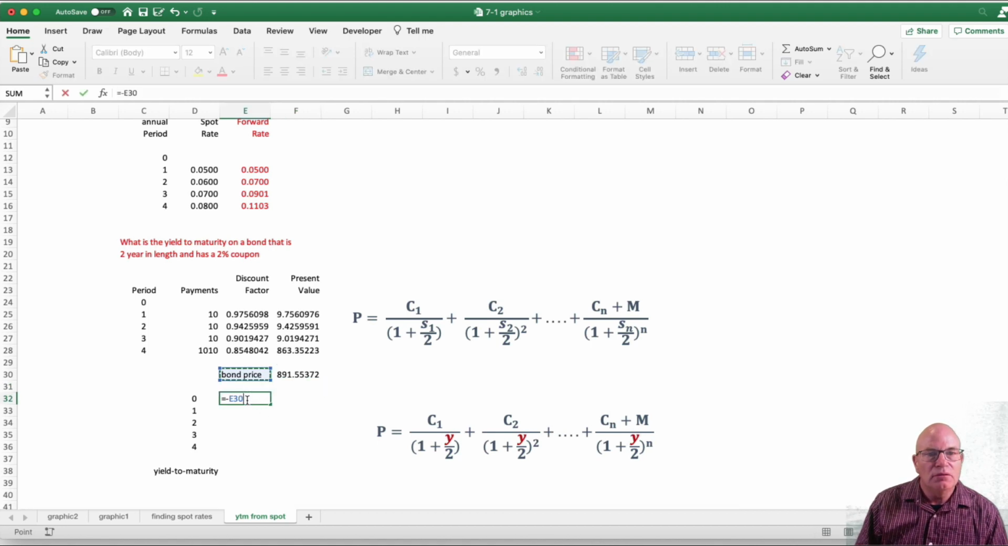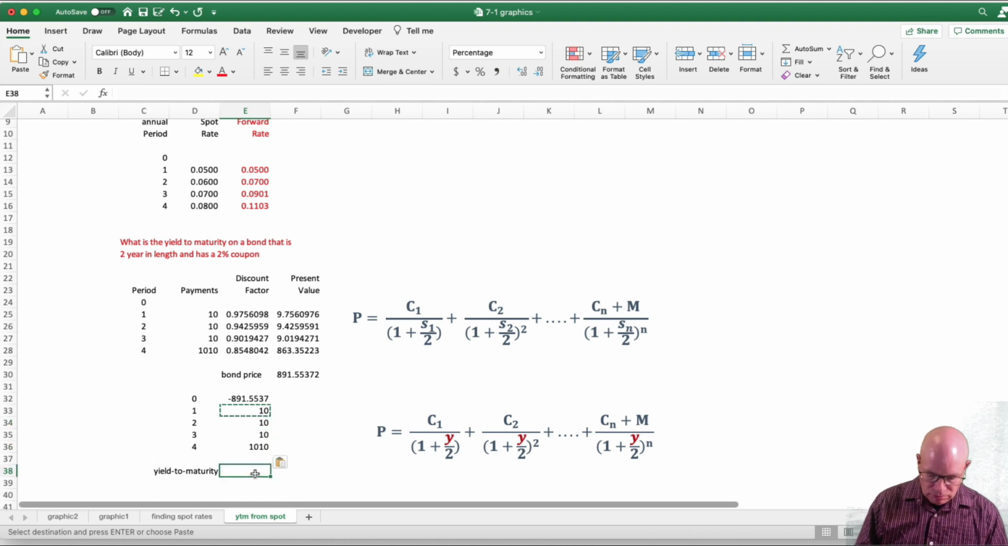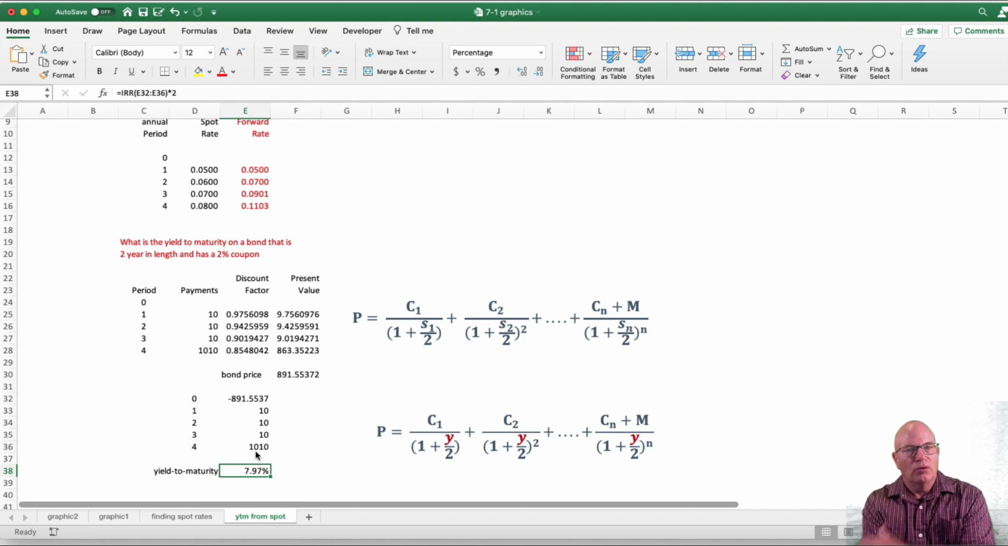All right, to find the yield to maturity, we're just going to put in here our cash flows. We're going to pay minus $891 for it, and we have these cash flows in the future. The internal rate of return is going to find our yield to maturity. There's our cash flow. Times 2. So, given these spot rates and this cash flow, our yield to maturity on this bond will be 7.97%.